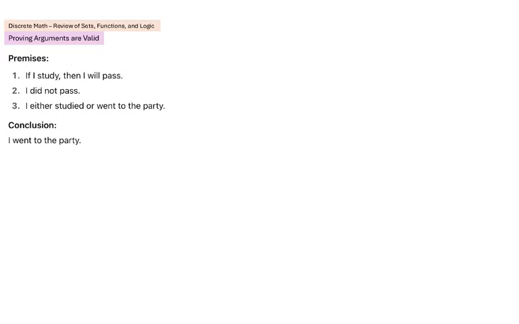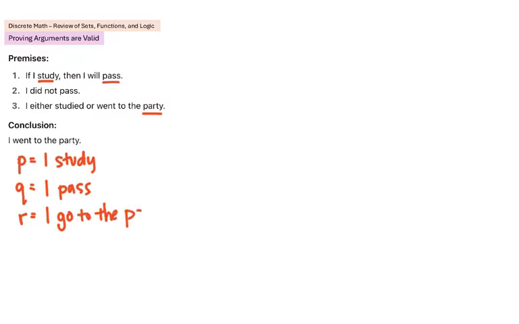Okay, let's try another one. Again, you just start off by underlining the important words. I only see 3 important words, so we will make 3 propositions, P and Q and R. P is I study. Q is I pass. R is I go to the party. It doesn't matter if you will go or you went in the past. That doesn't matter. I go to the party.